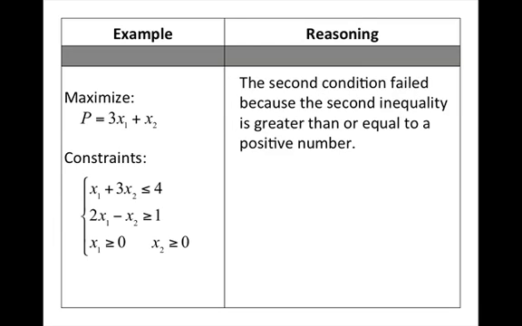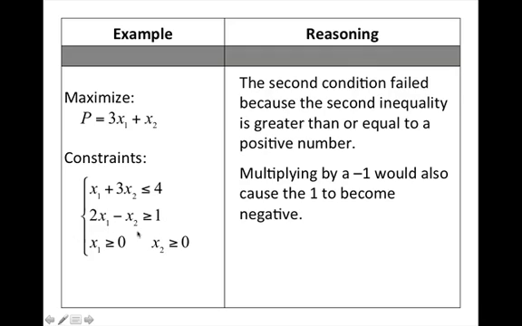And let's look at the last example. This example was not in standard form because the second condition failed. My second inequality is greater than or equal to a number. Now I can change a greater than or equal to sign to a less than or equal to if I multiply each side by a -1.